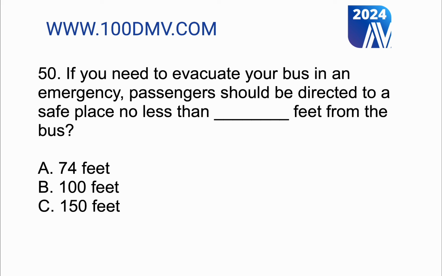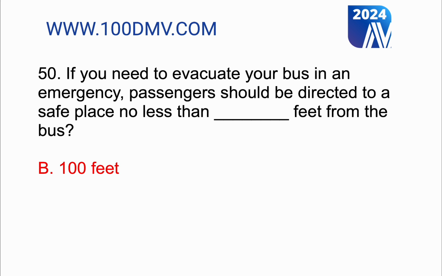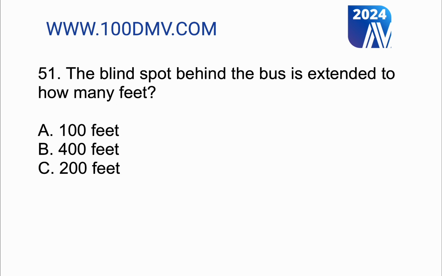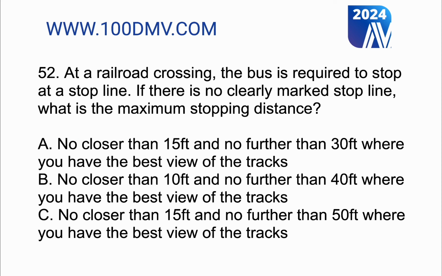50. If you need to evacuate your bus in an emergency, passengers should be directed to a safe place, no less than feet from the bus. A, 74 feet, B, 100 feet. Correct answer. B, 100 feet. 51. The blind spot behind the bus is extended to how many feet? A, 100 feet. B, 400 feet. C, 200 feet. Correct answer.